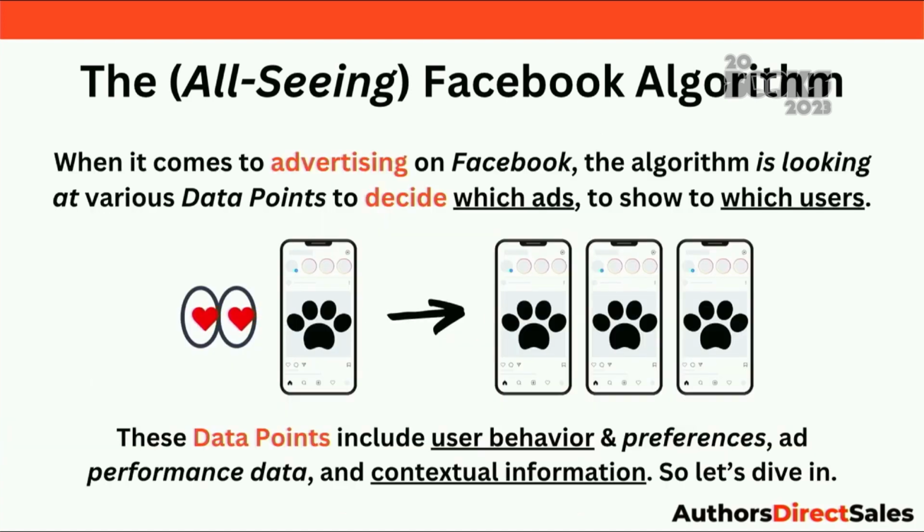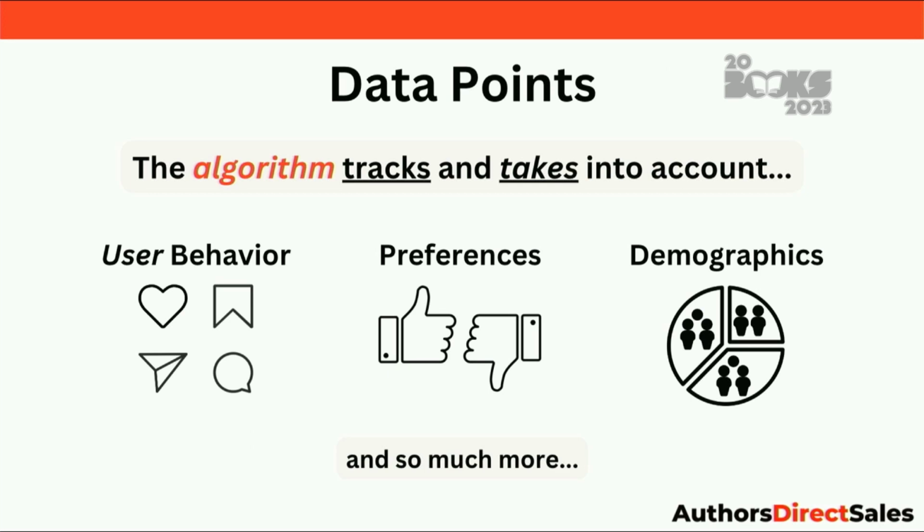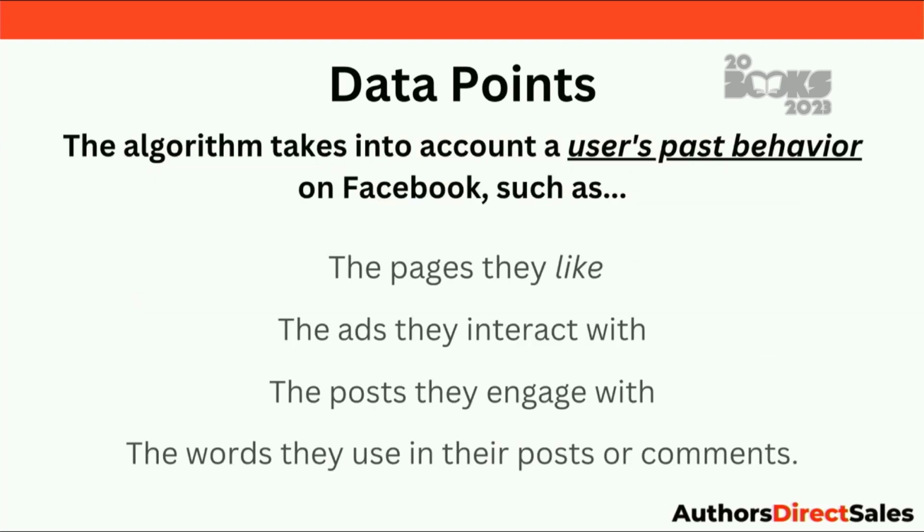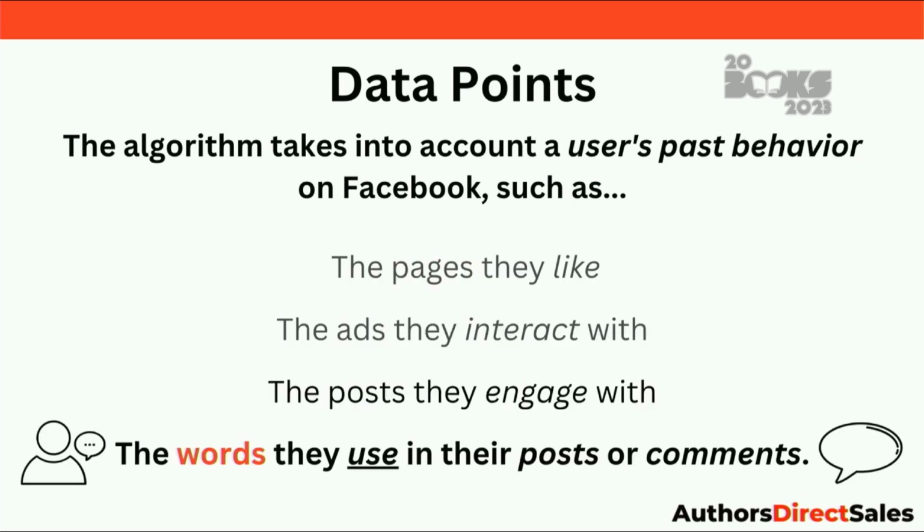So when it comes down to advertising, they're looking at tons of different data points to decide which ads to show to which users, and all of these data points play into user behavior, preferences, ad data, ad performance data, contextual information. So diving in, the data points: user behaviors, preferences, demographics, it's taking all of this into account. Pretty much, if you do anything on the platform, like anything you click see more on for a post, any pages you like, ads you interact with, posts you're engaging with, the words you're actually using in your posts and comments, all of this is playing into your unique user ID, and it's being able to track all of this.